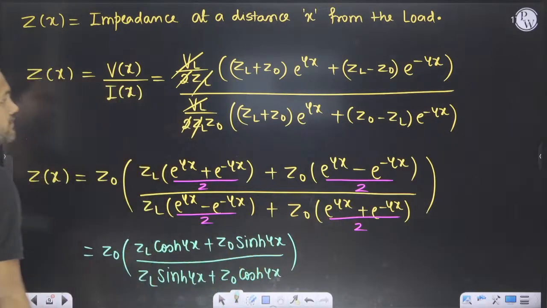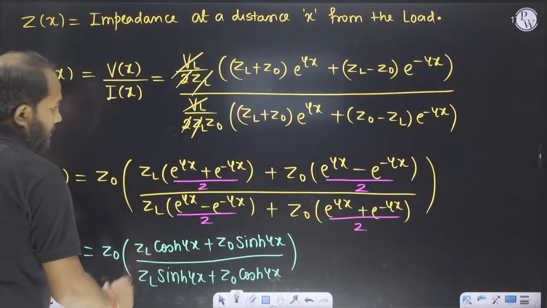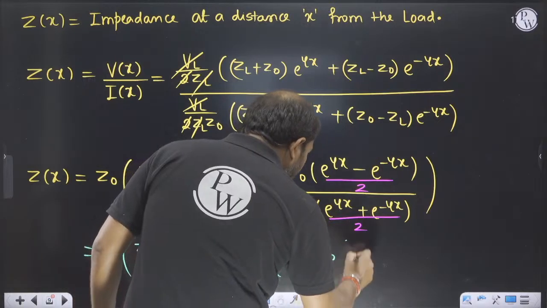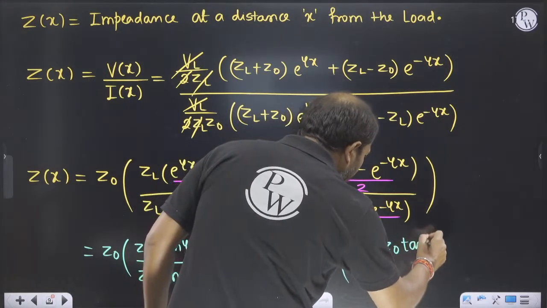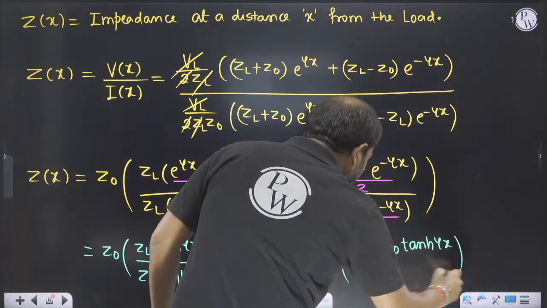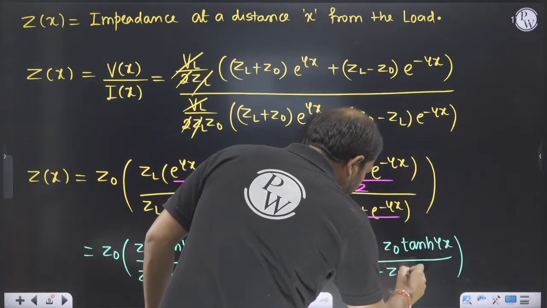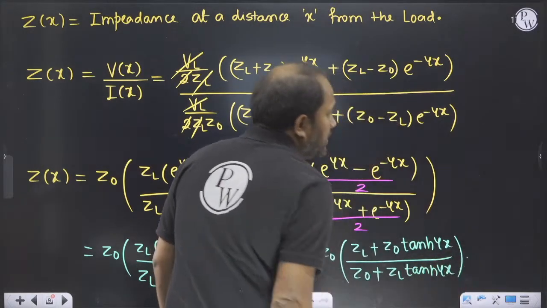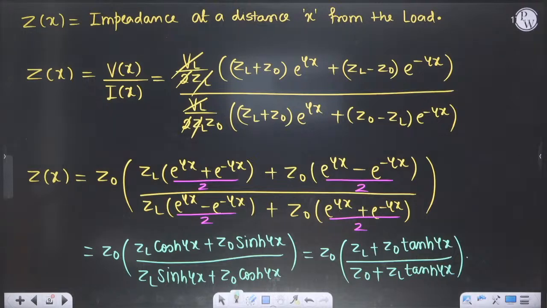I will take cos hyperbolic gamma x common, so it will be tan. So our formula for Zx is ZL plus Z0 tan hyperbolic gamma x, divided by Z0 plus ZL tan hyperbolic gamma x. So this is the formula for what? Impedance. This is the formula for impedance at a distance x from the load.